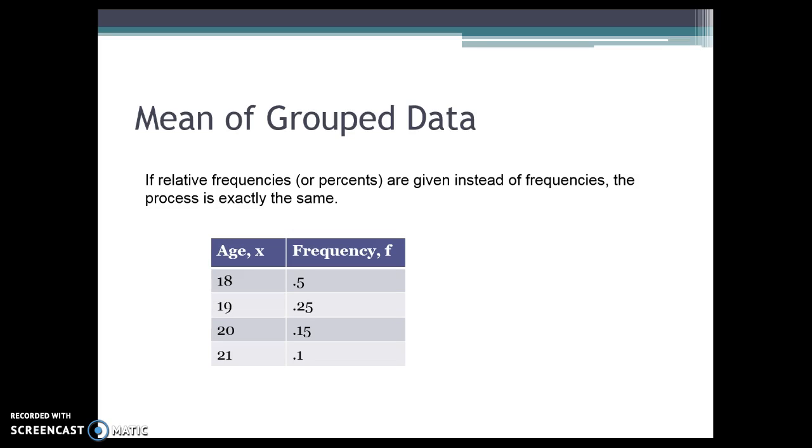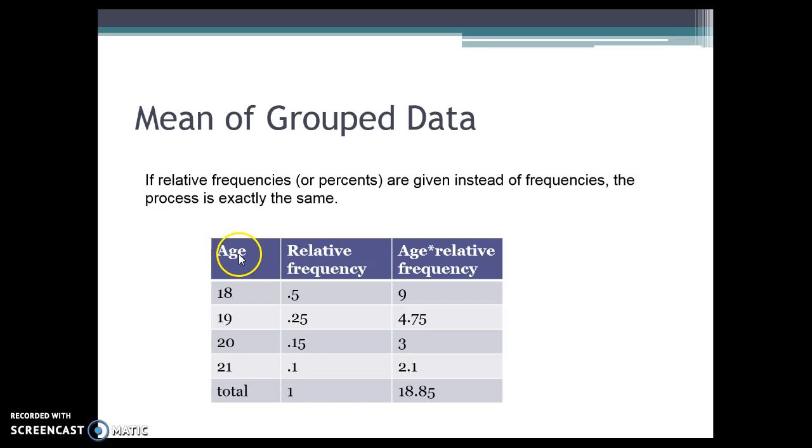So if, for that same example, you're given relative frequencies instead of frequencies, you do the process the same way. You take every x times its frequency. So we've got age times relative frequency. We've done all these, and then we add them up. We get 18.85, and then we divide the total x times f's divided by the total weights. They're not really f's, they're relative frequencies, but the process is the same.